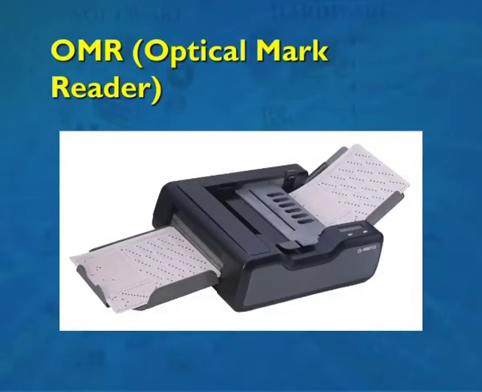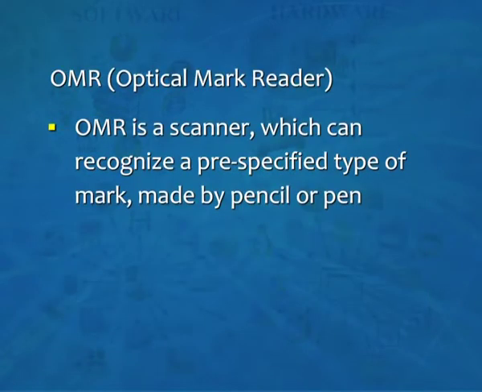Next one, OMR, that is optical mark reader. OMR is a scanner which can recognize a pre-specified type of mark made by pencil or pen. For example, in objective type tests, applicants mark their choices of correct answers on a special pre-printed test scoring sheet by darkening a small square, circular or oval shaped box with a pencil. These answer sheets are fed to an OMR device and are graded automatically by a computer.